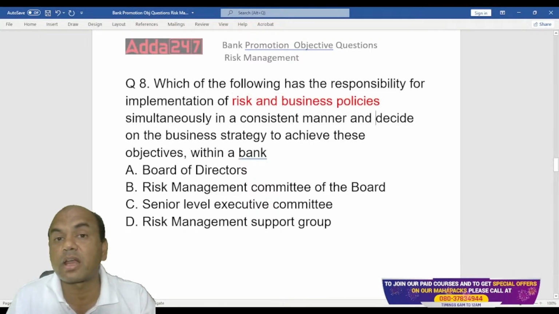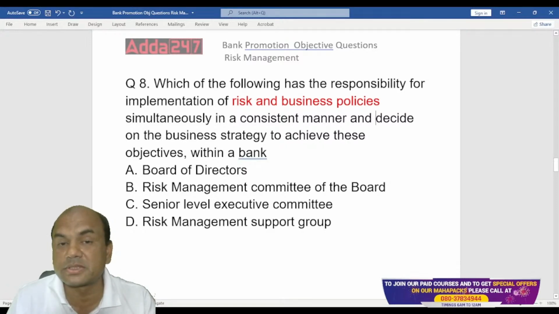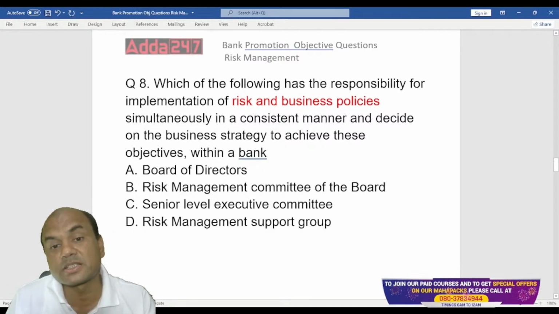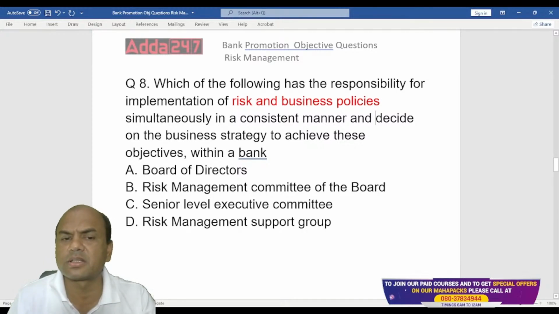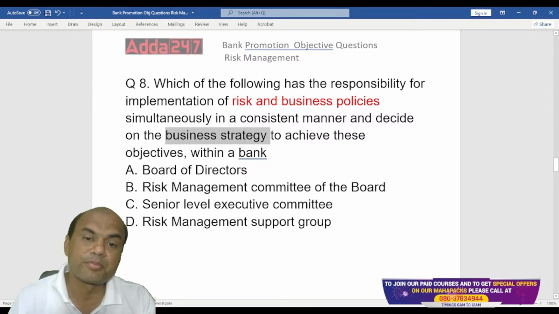Risk management means it will try to avoid the risk, and business policy means it will try to increase the business. If you go on increasing the business, risk will increase. So generally they are opposite of each other. So we have to maintain a balance between these two simultaneously in a consistent manner and decide on the business strategy. So this business policies will decide the business strategy to achieve these objectives. So who is concerned with this? Board of Directors, RMCB, Senior Level Executive Committee and Risk Management Support Group. What do you think?